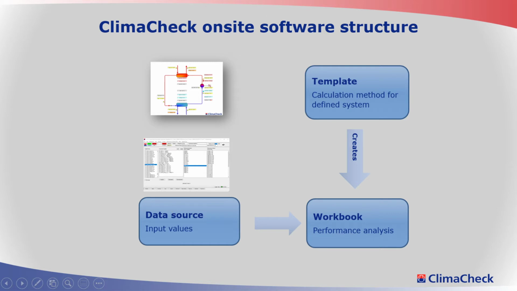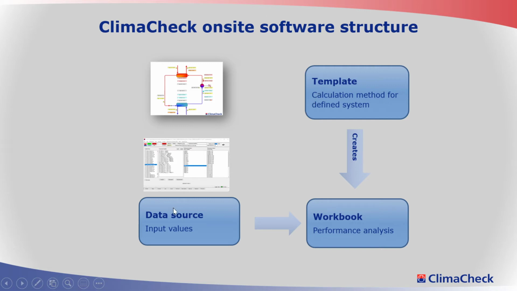We also need to know which sensors, which input channels we're using for each measurement point. For example, we need to define that temperature 1 is being used for the discharge temperature on the compressor. We need to define that temperature 2 is being used for the suction temperature, and so on. This is done in the data source. In the data source, we define which points we're measuring and which input channels we're using to measure these points.